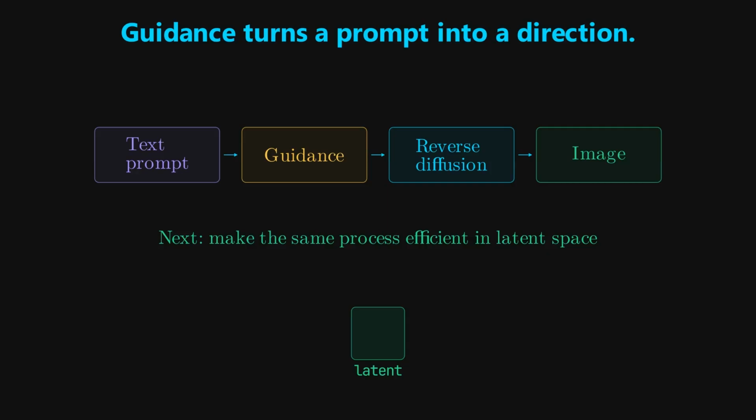Finally, clip guidance brings language back into the center of the story. Instead of using a simple label like cats, we can use a richer text prompt, such as a cyberpunk cat. Clip maps the prompt into the shared image text embedding space. The current image estimate is also mapped into that same space. Then guidance tries to increase the similarity between the image vector and the text vector. In other words, clip guidance pulls the sampling process toward images that better match the language prompt.